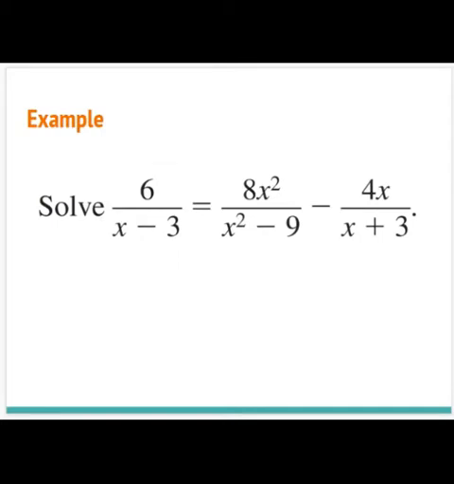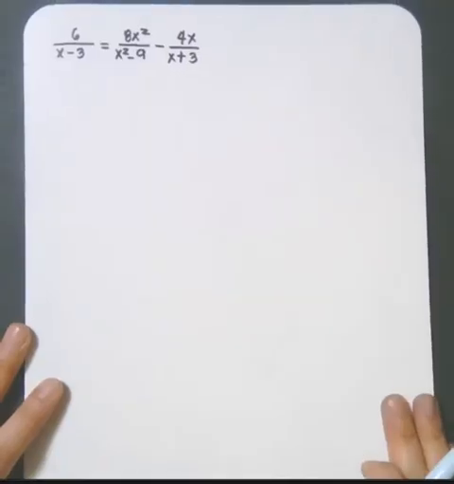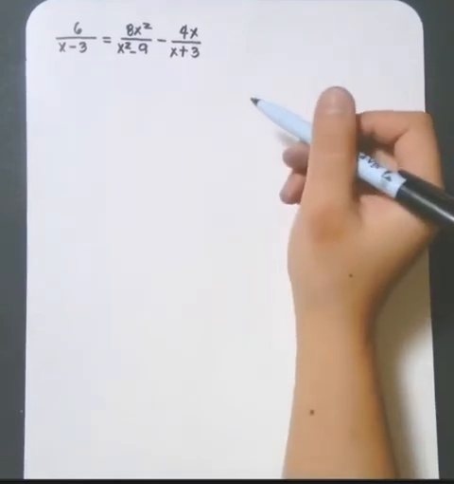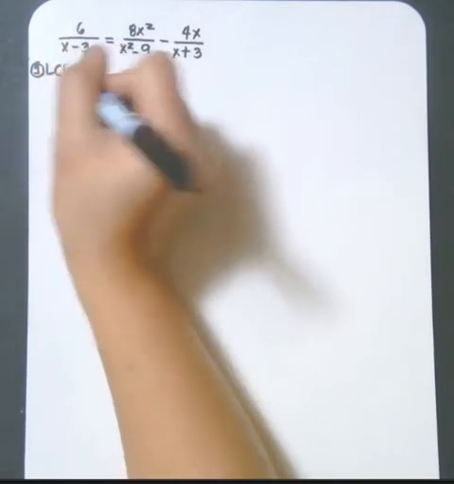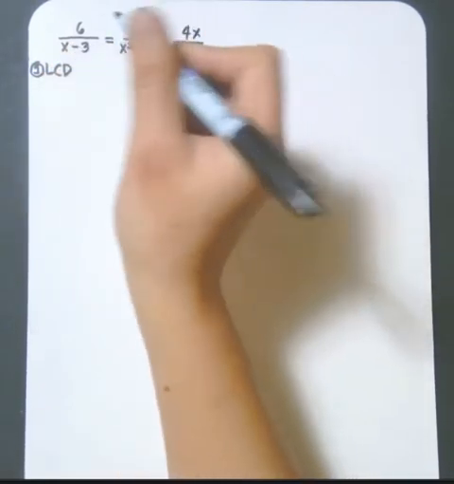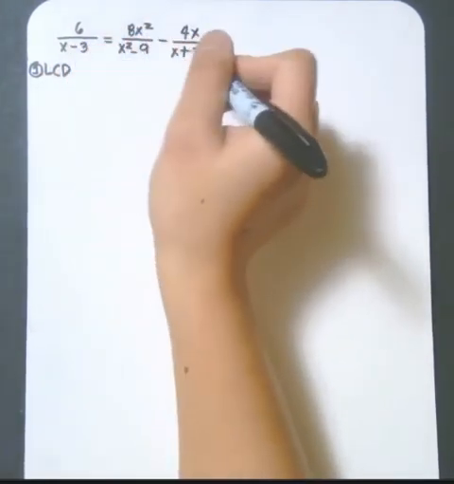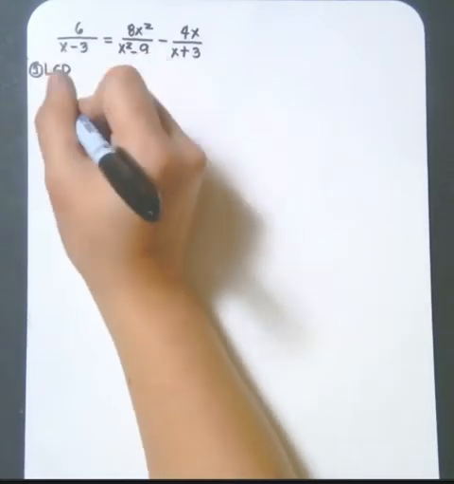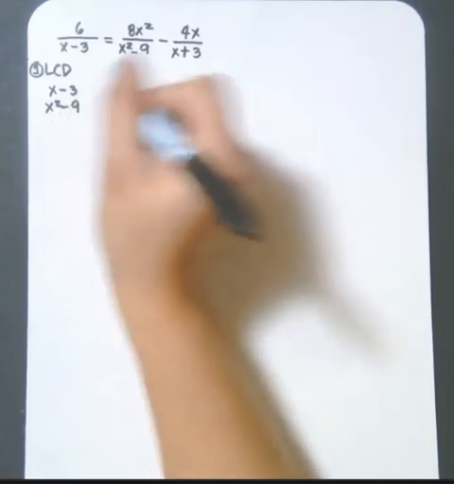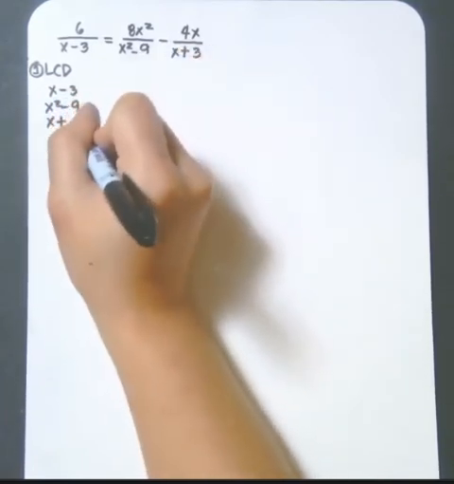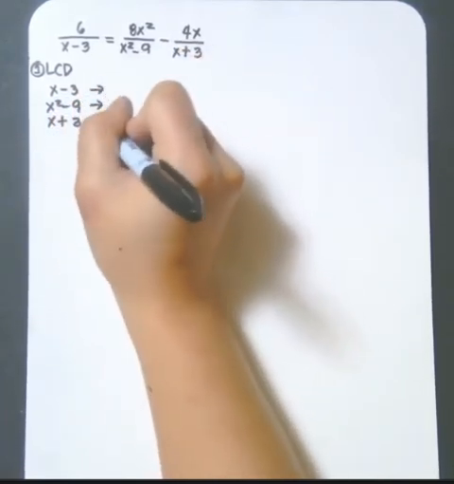Example, solve 6 all over x minus 3 equals 8x squared over x squared minus 9 minus 4x over x plus 3. After writing down the given, we proceed with step number 1, finding our LCD. To find the least common denominator, let's write all the denominators found in the given rational equation. We have x minus 3, x squared minus 9, and x plus 3. And then we factor these if possible.